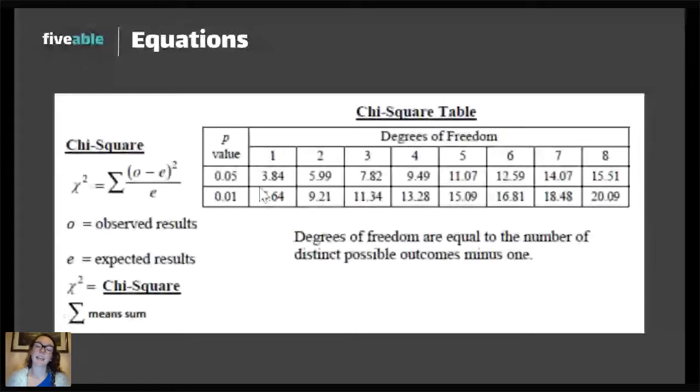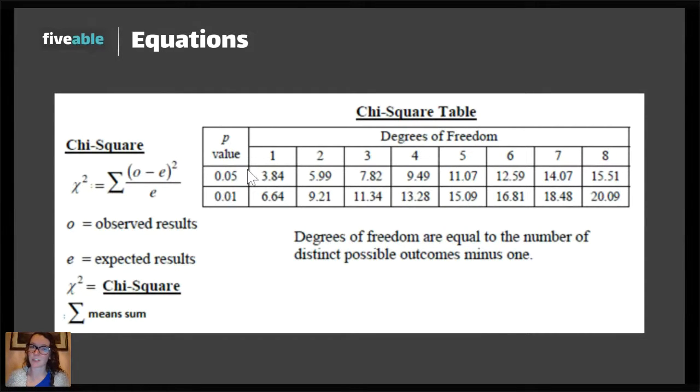So let's say we're looking at cats again, and they can be black or they can be white. We have 1 degree of freedom because we have 2 possible outcomes. So the number we're comparing our chi-square value to is 3.84. Now, I don't want to get into too much detail here because this is like college level statistics, but you are going to use the p-value of 0.05 unless otherwise instructed.